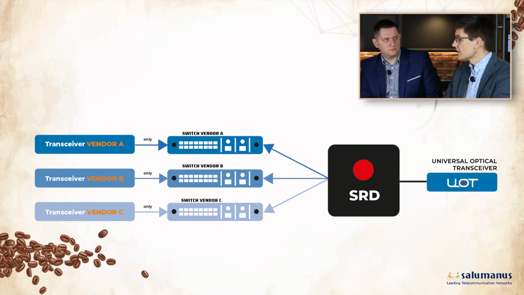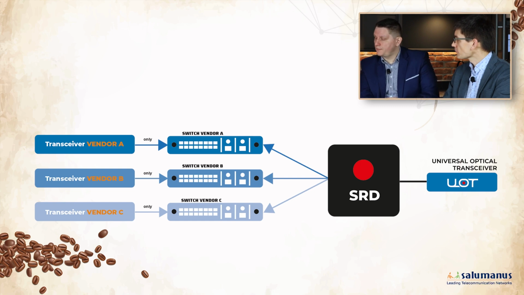Because when the operator changes the vendor of the network equipment from vendor A to vendor B, there is no need to change all the vendor-specific transceivers, because a GBC Photonics transceiver with the SRD environment can easily be reprogrammed, which makes the life of the transceiver longer. So it helps us reduce the e-waste footprint.